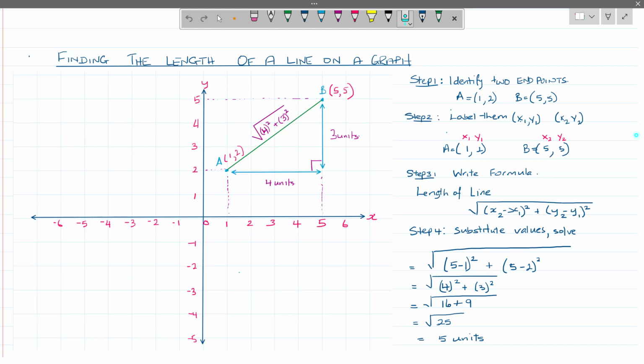Good. Then we're going to add the difference between y2 and y1. So y2 is 5, y1 is 2. If I subtract that, I'm going to get 3, which is this vertical movement here. So you see how we could work out the 3 from the formula.